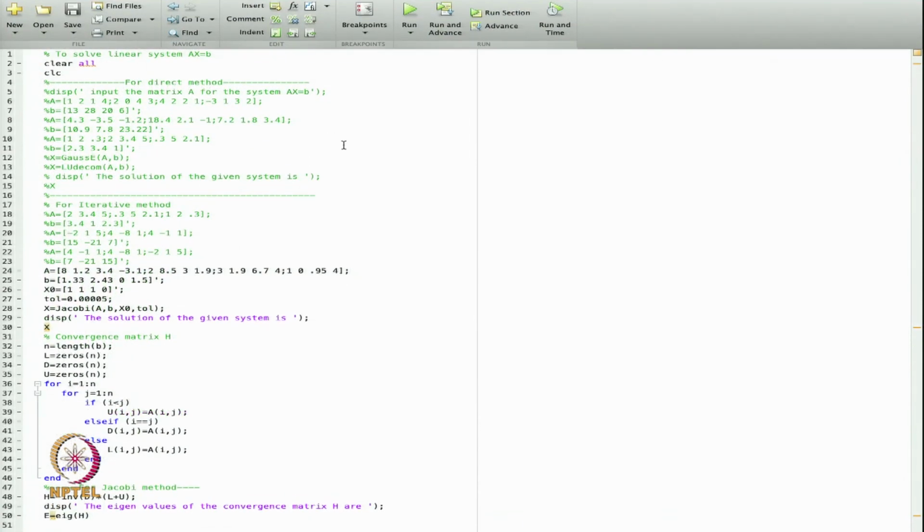So this is all about the code for the Gauss-Jacobi method, and maybe in the next lecture we will talk about the other code, the Gauss-Seidel method and other related concepts.